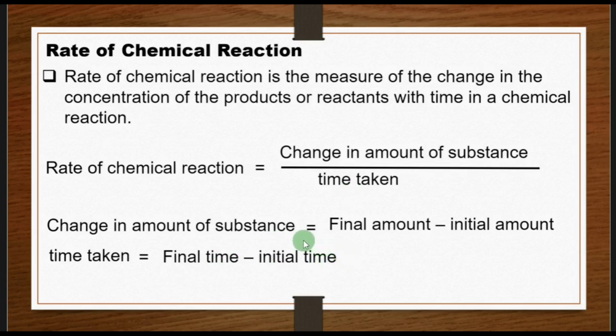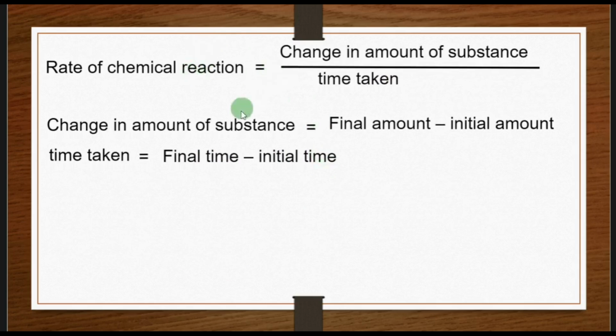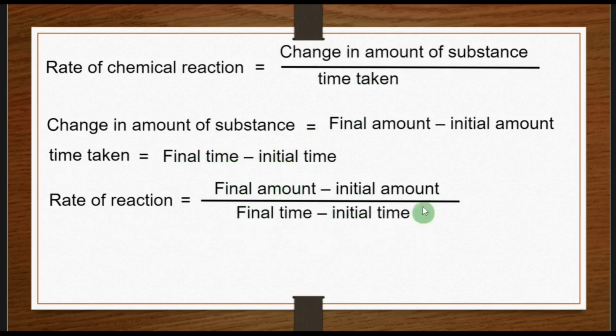Now we can simply substitute these into the formula. Where we have change in amount of substance, we put final amount minus initial amount. Where we have time taken, we put final time minus initial time. So let's rewrite this equation: the rate of reaction is equal to the final amount minus initial amount, over the final time minus initial time. This becomes an equation that is used to calculate the rate of chemical reaction.